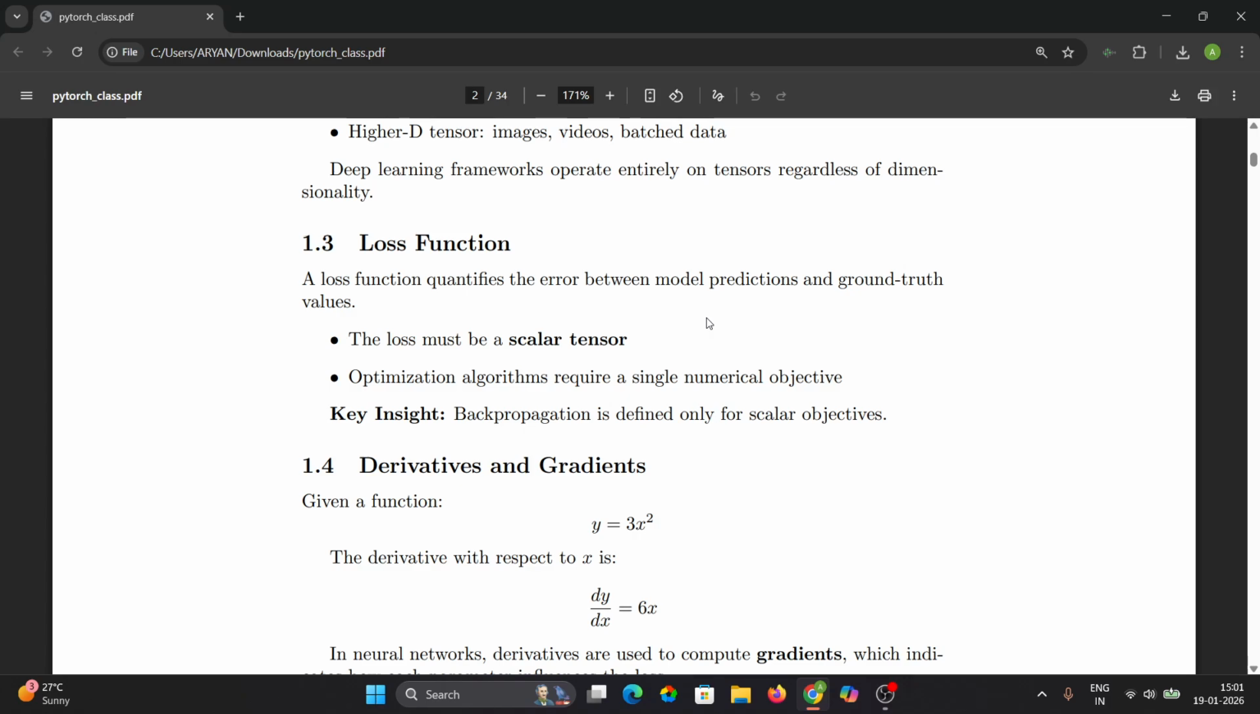This is one important question actually, which comes up in interviews. Key insight: backpropagation is defined only for a scalar objective. Yeah, that's why backpropagation is always defined on scalar objectives, because if it were a vector, or had multiple numerical objectives, it would get confused about which one it should follow. That's why it is always a scalar.